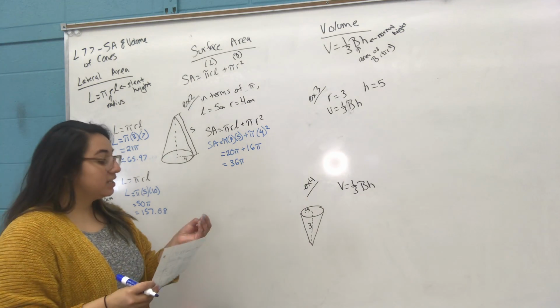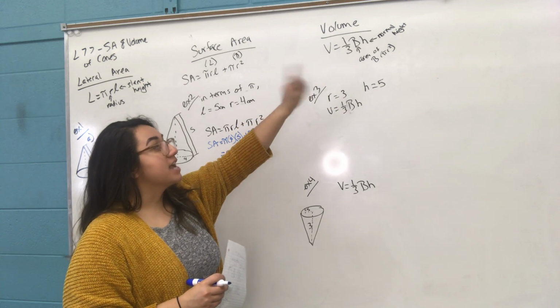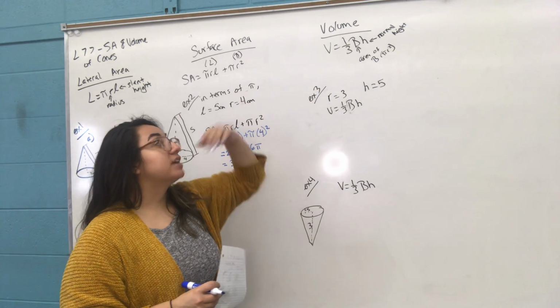All right, next one is volume. For the volume, it's 1/3 times your area of the base again, times your actual height.